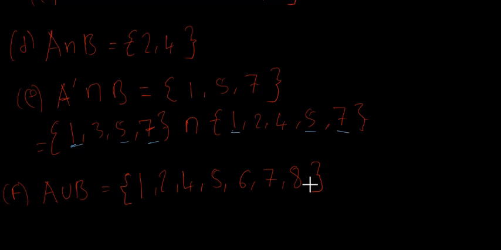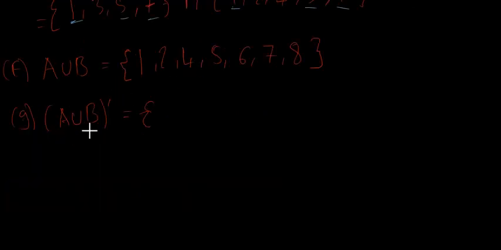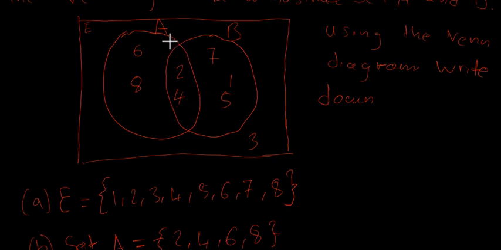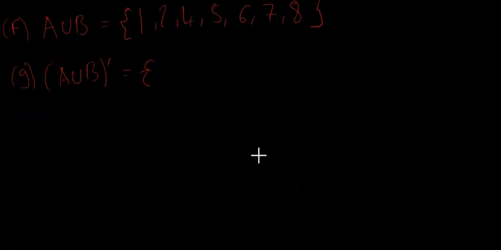They are found in the union of A and B. Okay, we move on to the next question. It says find A union B complement, which means excluding A union B. The only element which is not found in A union B is 3. So our answer is that A union B complement is just 3.